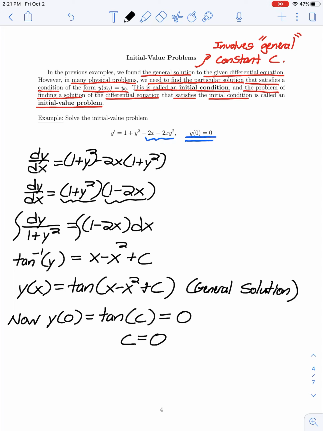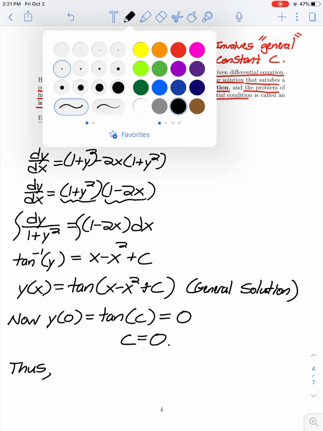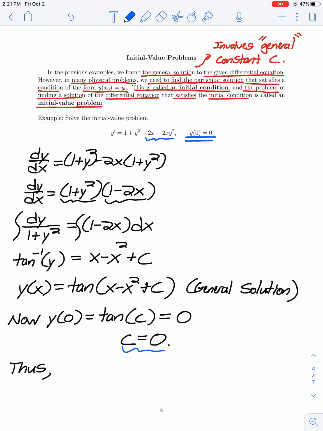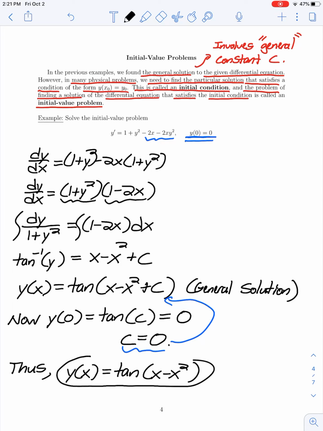Since tangent of 0 is 0. So once I have the specific value of c that satisfies my initial condition, I'm going to take that value for c and substitute it back into the form of my general solution. And we would have y as a function of x is equal to tangent of x minus x squared plus 0. So this would be my solution.